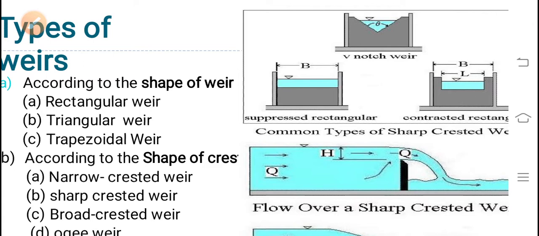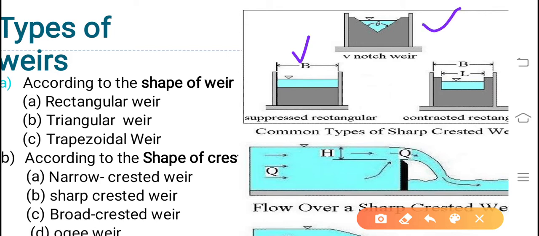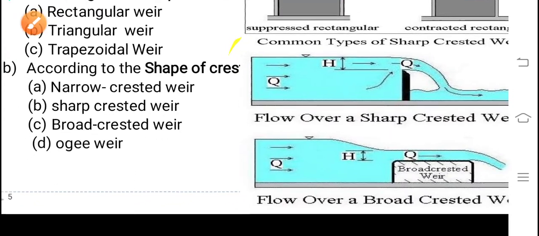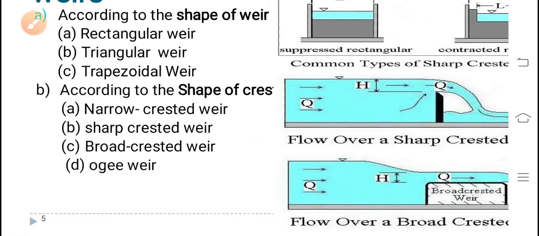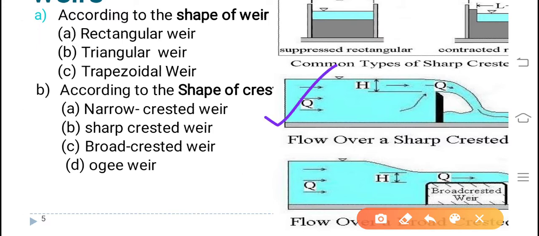According to the shape of weir: rectangular weir, triangular weir, trapezoidal weir. According to the shape of crest: narrow crested weir. This is a sharp crested weir, narrow crest we will see in the next slide. Broad crested weir, here it is a broad crested weir. Ogee weir, we will see other types on the next slide.